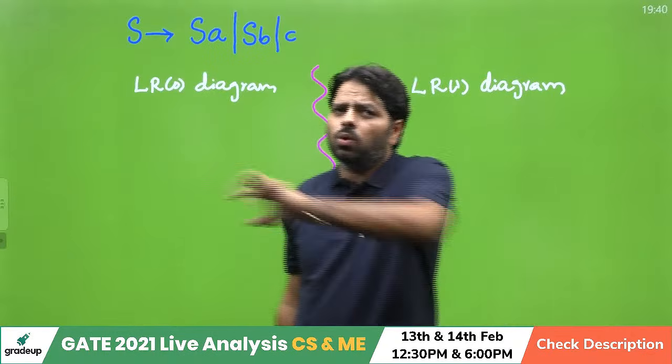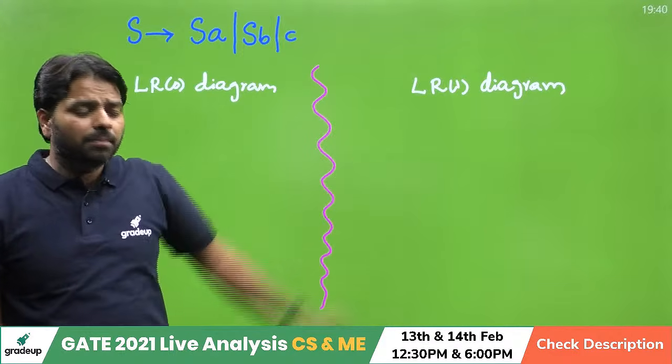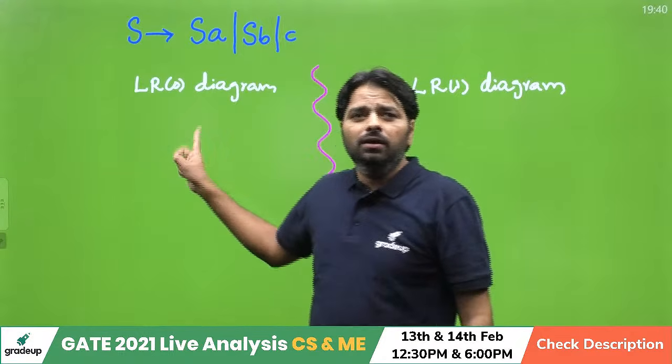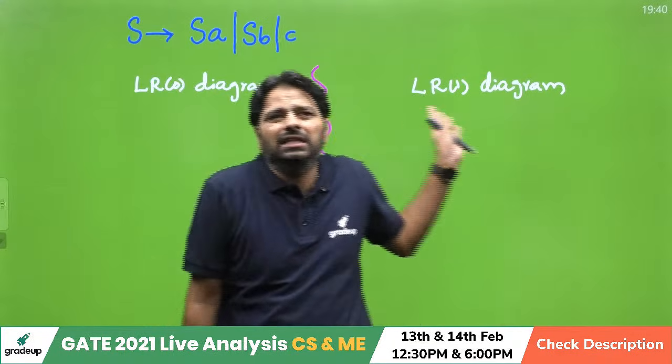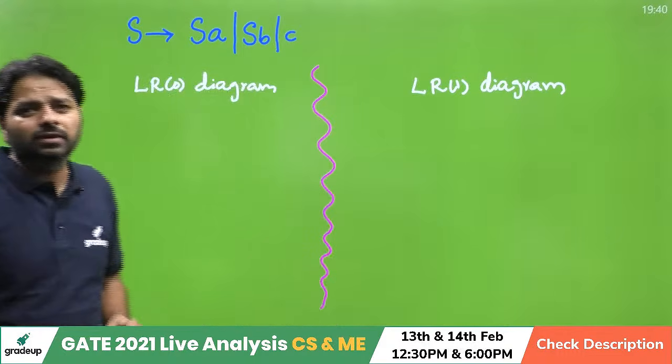If I am going to ask about all the grammars, then this diagram is best, because here every answer is there. But if I am asking only about LR0 and SLR1, this diagram is enough, because I don't need to draw lookaheads and that takes much time. Clear this point?